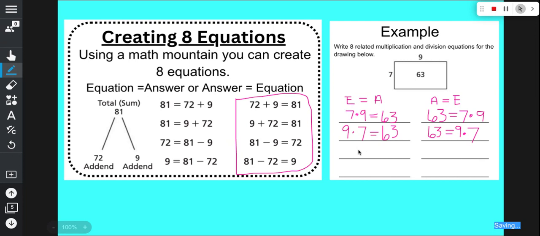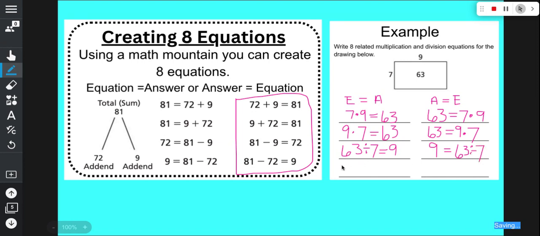Now we can come up with 2 division equations that turn into 4. We start with the 63. We divide by one of our parts, 7, and we equal the other part of 9. On the other side, we start with the answer of 9, and we keep the equation written the same way, 63 divided by 7.